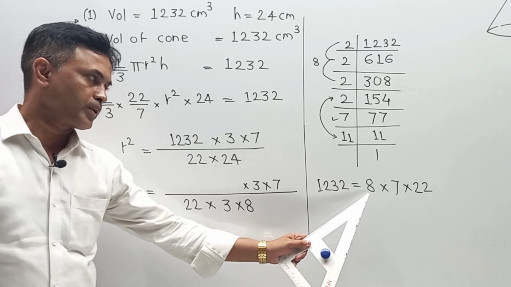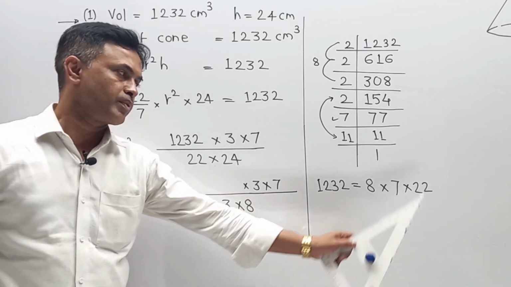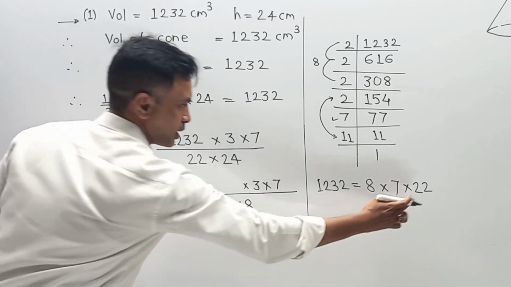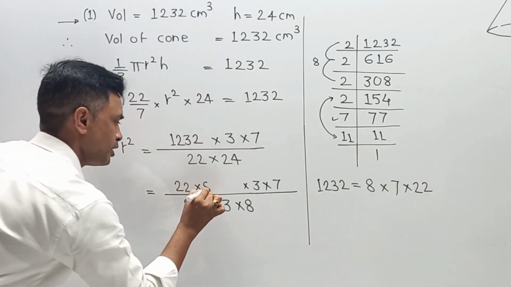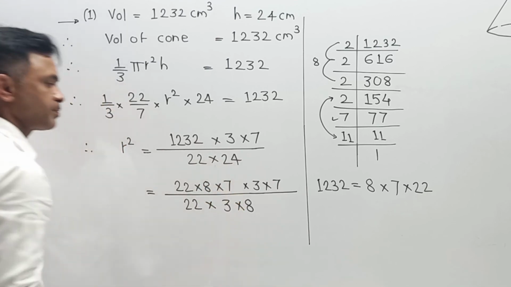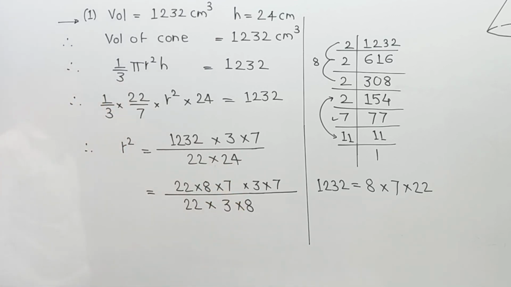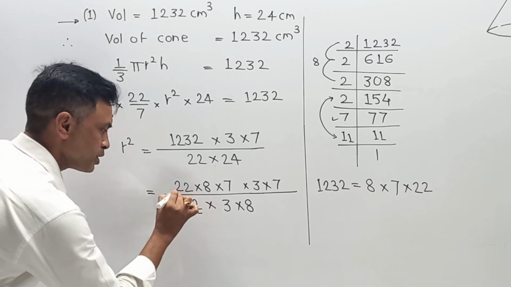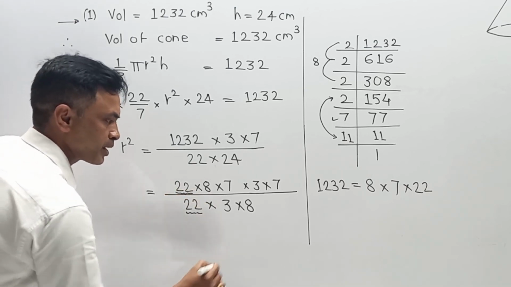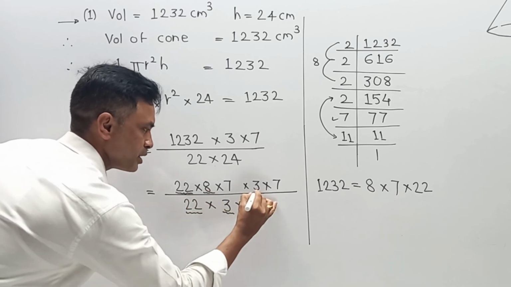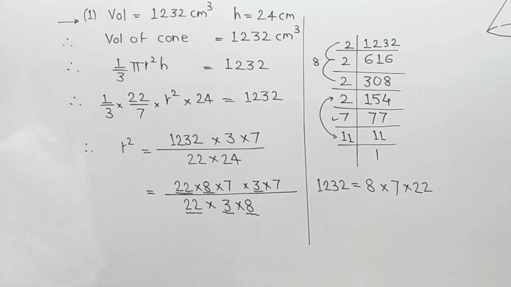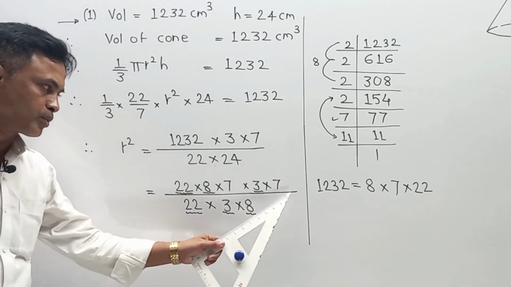Next, we have done its splitting, that is 8 into 7 into 22, or you can also write 22 into 8 into 7. Now please pay attention which numbers are going to get directly cancelled. This 22 is going to get cancelled with 22. Next, this 8 is going to get cancelled with this 8, and this 3 is going to get cancelled with this 3. So your value remains 7 into 7.